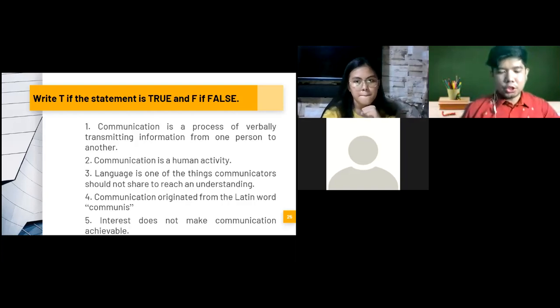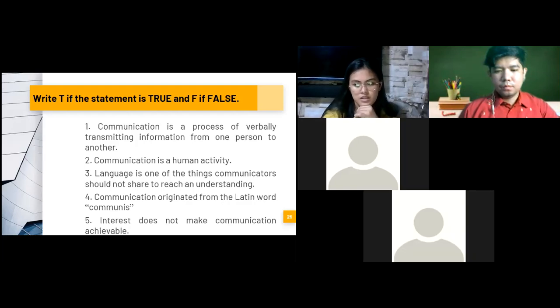Ms. Moreno, were you able to catch up with the assessment? Yes. Are the five statements flashed on your end? Okay, so let us now answer these items.